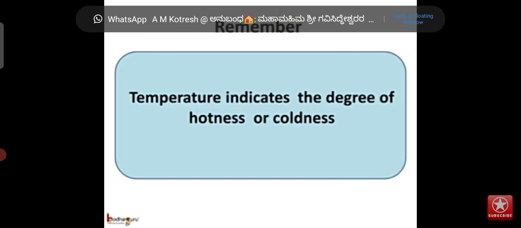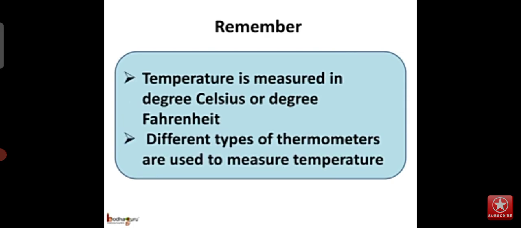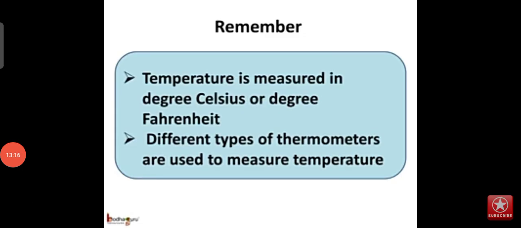So remember children, what is temperature? The temperature indicates the degree of hotness or coldness of a body or a place. And the temperature is measured in degrees Celsius or degrees Fahrenheit. And lastly, different types of thermometers are used to measure the temperature. So this is all about your today's class. In this class mainly we have learned about measurement of time as well as temperature.